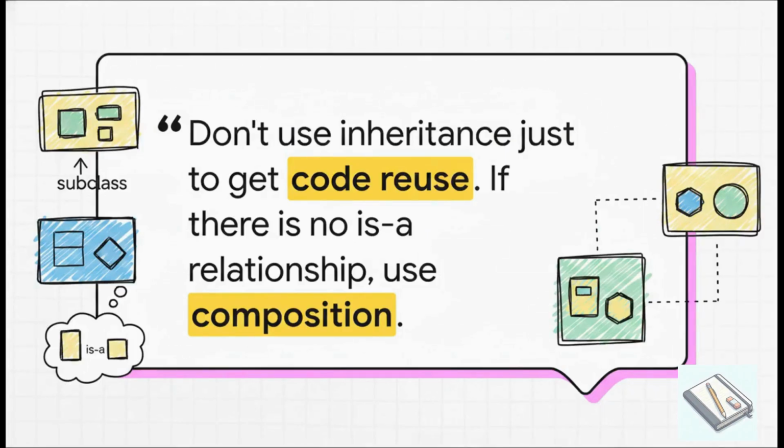This all leads us to one of the most important rules in all of object-oriented design, captured perfectly right here. Don't use inheritance just to get code reuse. If all you really want is to reuse code and there is no is-a relationship in sight, use composition. Let that one sink in. If that is-a test feels weird or forced, just don't do it. Choose composition. It will almost always lead to a better, more flexible design.